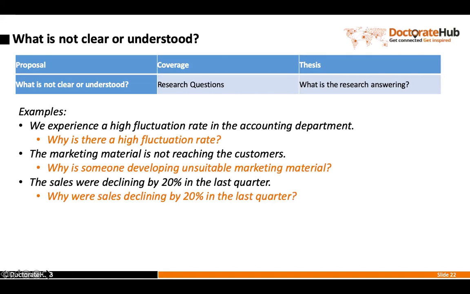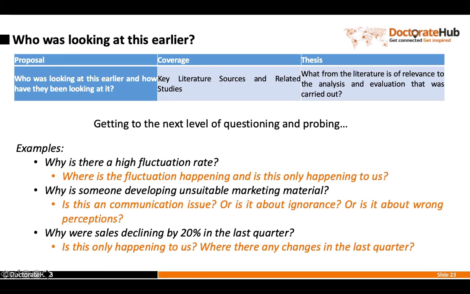So if we experience high fluctuation, then the obvious question to start the research with is why is there a high fluctuation rate? So this part of the research is very linear and straightforward and will bring us very quickly into relevant literature sources where we can follow up on that and understand why, in this case, for example, fluctuation is happening.